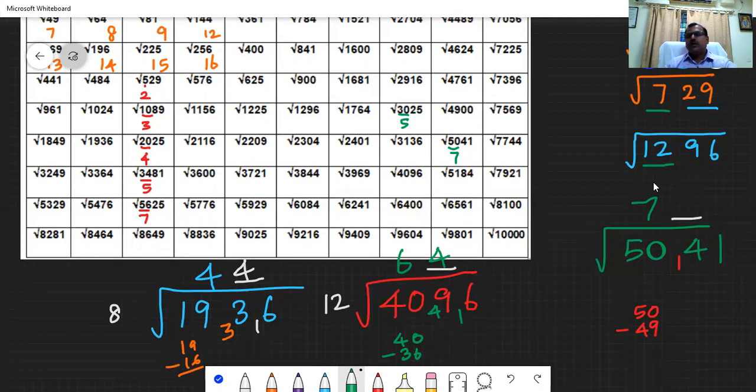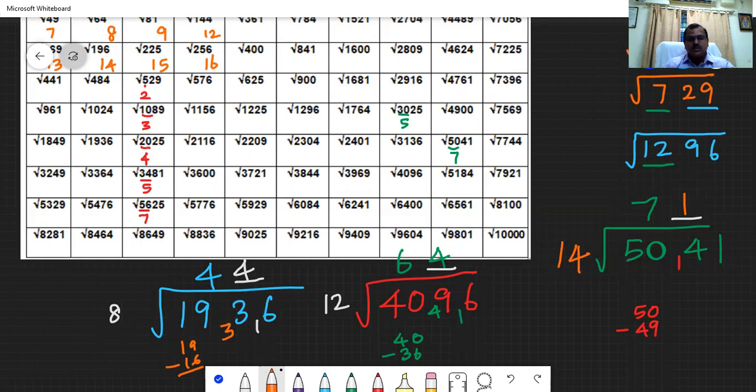Come here. Twice 7 is 14. Number of 14 in 40 is 2, and 1 is another remainder. So the answer is 71 here. Square root of 5041 is 71. Square root of 4096 is 64. Square root of 1936 is 44.